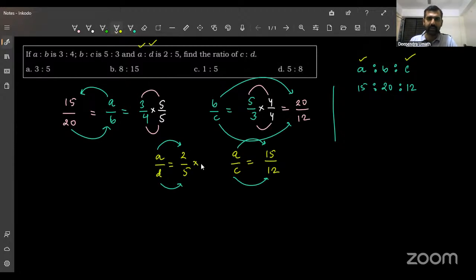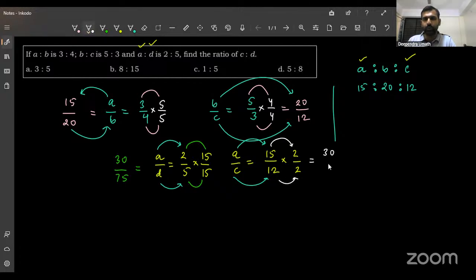So what I'll do here is I'll multiply 15 here in the numerator and denominator, and I'll multiply 2 here in the numerator and denominator. When you do that, you get 15 into 2 as 30 and 15 into 5 as 75. The ratio is still intact, it is unaffected, but it will finally give you the final answer. Here, 15 into 2 will be 30 and 12 into 2 is 24, which means A is 30 in both of the cases. So if A is 30 in both of the cases, D here is 75 in this case, and C here is 24 in this case.